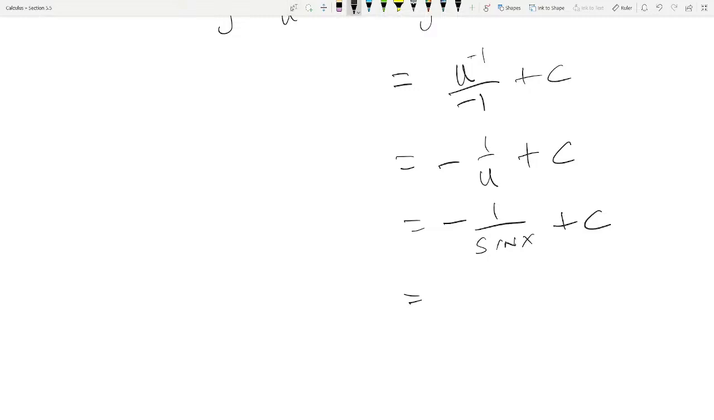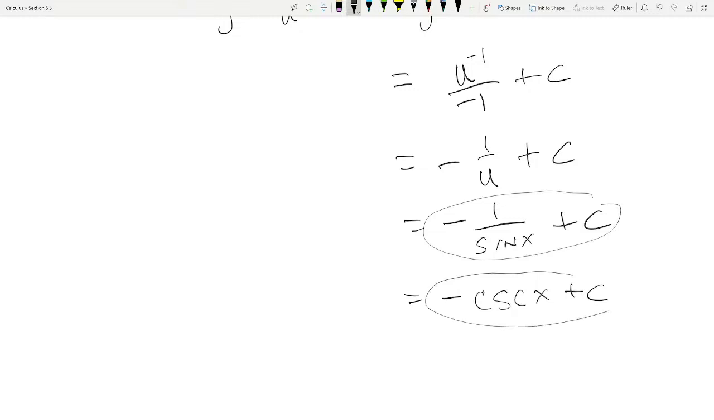But 1 over sine x has another name. It's also called cosecant x. So that's, I haven't looked, but that's probably how it's presented in the book. And so that's one of the challenges in calculus, is that you get your answer, and then you look in the back of the book and it says this, and you know they're the same, but you do need to be a little bit fluent in your trig functions to recognize that right away. Okay, so that's the answer, I believe.